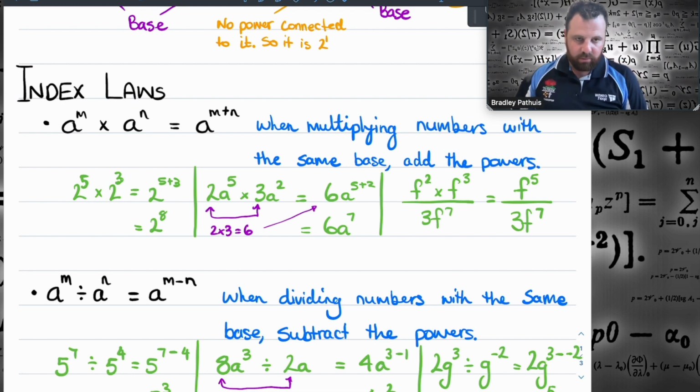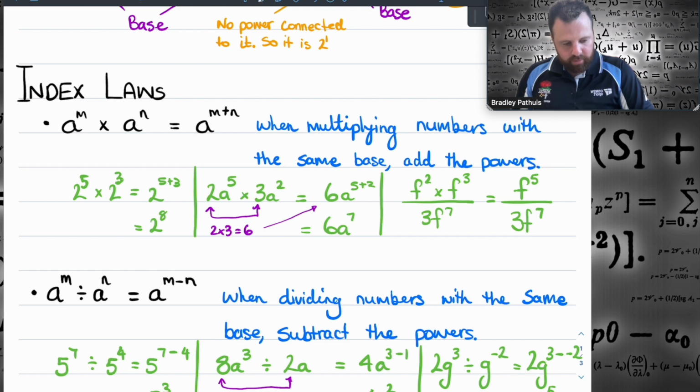With this fraction, remember fractions are another way of describing division, and we'll talk about that in a minute. But with this fraction, the first step I want to do is simplify this numerator: f to the power of 2 times f to the power of 3. These are the same bases, so I just add my powers.